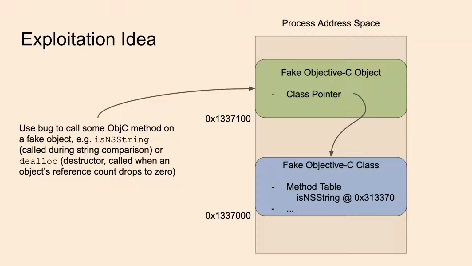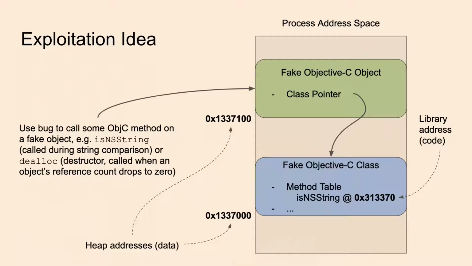And so if we fake this entire data structure, so the fake object and the fake class, then as soon as the process calls some method on our fake thing, we get code execution. So we get control over the instruction pointer, and then it's game over. So that's going to be our goal for this exploit.